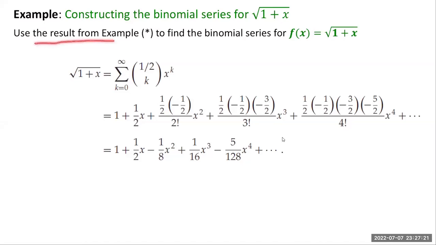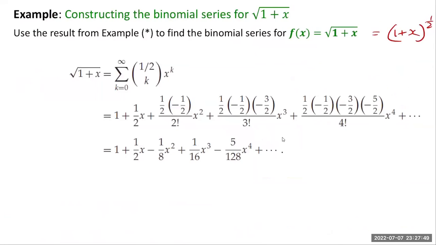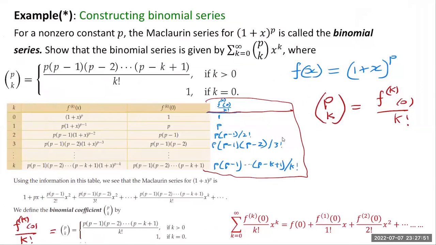Use the result from the previous example to find the binomial series for f of x equal to square root of 1 plus x. Notice that square root of 1 plus x means 1 plus x to the power 1/2. That means your p-value is 1/2, right? If you compare with the previous example, this p-value is 1/2 in this case. So all you need to do is plug in p equal to 1/2 here.